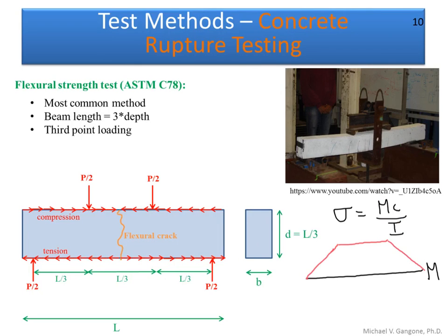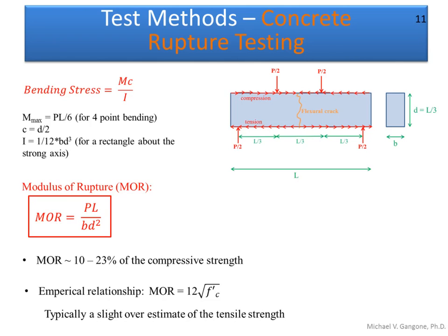Again, this beam undergoes positive bending, which indicates we have tension on the bottom face and compression on the top face. And this formula here will allow me to determine what the tensile stress is. So here's that Mc over I equation that I just mentioned.